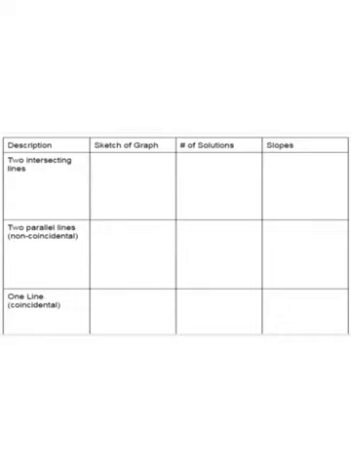We're going to be looking at the three different types of systems that we're going to be encountering. The first one is what we've been working with, where we have two intersecting lines. When you have intersecting lines, they have one solution, and that's where they intersect. And the slopes of these two different lines are going to be different.